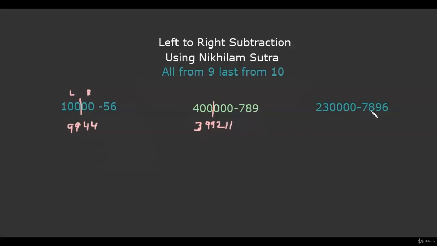Let's take this example. Now there are 4 digits in the second number. So we will partition the first number into two parts, leaving 4 numbers on the right side of it. For the leftmost part, we will subtract 1, so this becomes 22. Now here on the right side there are all zeros, so we will follow all from 9, last from 10. Now the difference of 7 from 9 is 2, the difference of 8 from 9 is 1, and the difference of 9 from 9 is 0. All from 9, last from 10, so we have to subtract 6 from 10. That gives us 4. Again we are moving from left to right, so this is left to right subtraction, and according to Nikhilam Sutra, all from 9, last from 10. But this only works for numbers having lots of zeros on the right side of it.